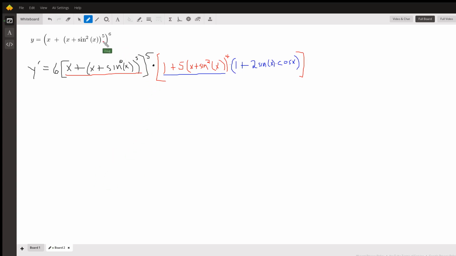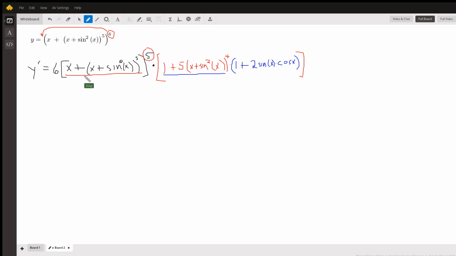Here's how to think of it. To find y prime, we're going to apply the power rule followed by the chain rule. So we're going to think of this as u to the 6th. So we're going to bring this 6 down front, reduce the exponent by 1. That's this 5 right here. And then we're going to multiply all of that by the derivative of the inside.